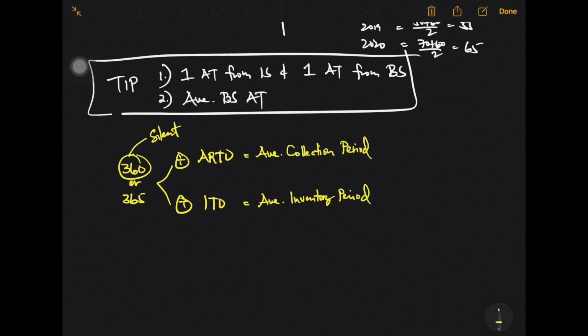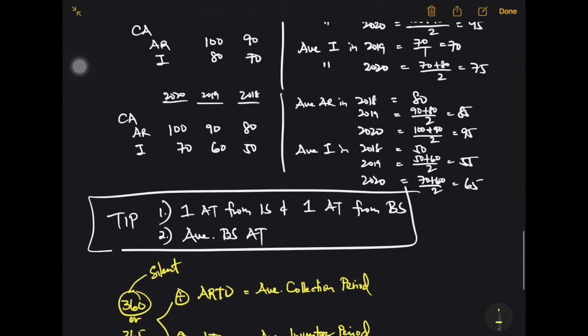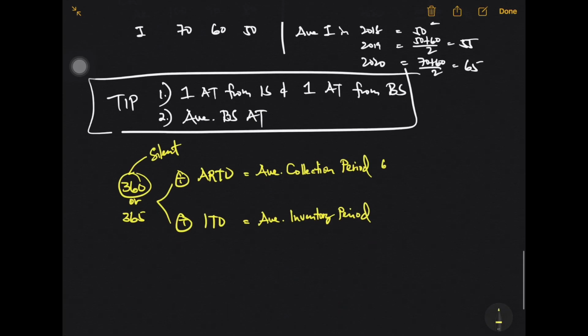So this is the formula. This is formula number 6, and this one is 7. Again, more important than the formula is the interpretation. Average collection period, write this down. Average collection period tells you the number of days it will take you to convert your accounts receivable to cash. How about average inventory period?